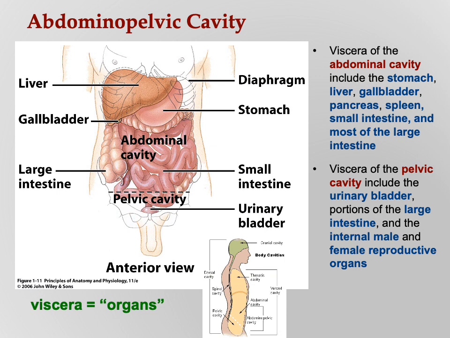Pelvic cavity, again, there's not a firm dividing line here. It's mostly done just by the organs. So the urinary bladder, portions of the large intestine, and the internal male and female reproductive organs. Internal male reproductive organs are things that maybe you know about, maybe you don't. The prostate, for example, would be one. Female reproductive: vagina, uterus, fallopian tubes, now called the uterine tubes. Those would be viscera of the pelvic cavity.